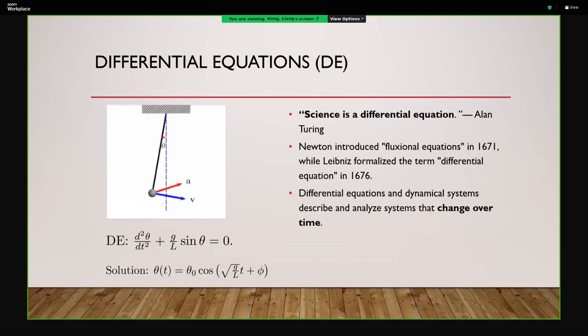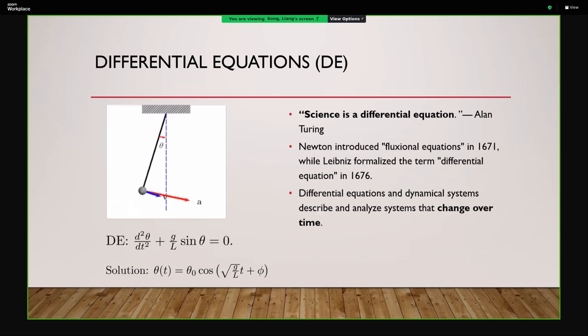They could be written in some sense as differential equations, because a differential equation or dynamical system describes and analyzes systems changing over time. Think of a pendulum movement, a very simple one. This could be described by a differential equation. If you know the angle, the length of the rope, and the gravity constant, we can form this equation.